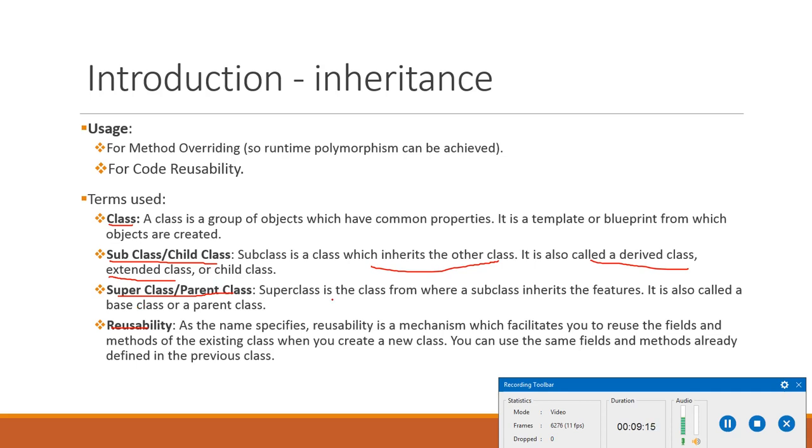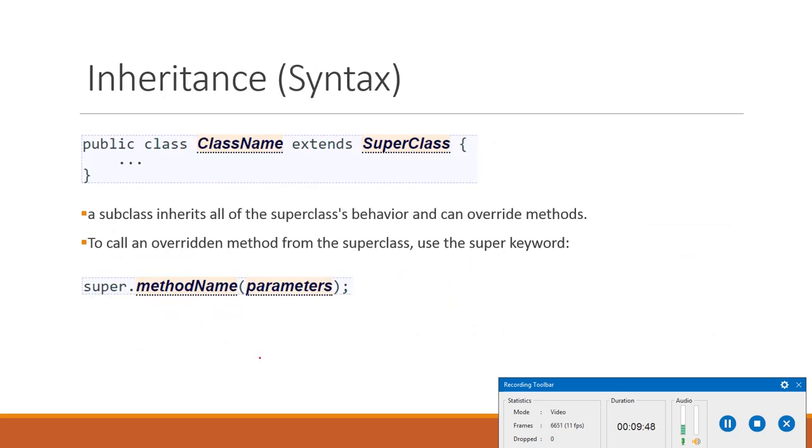So these are all the names for the subclass. Superclass or the parent class is the class from where a subclass inherits the features. It is also called the base class or the parent class. Reusability. The name specifies reusability is a mechanism which allows you to reuse something over and over again. So you reuse the fields and methods of the existing class when you create a new class. You can use the same fields, you can use the same methods that have already been defined in the previous parent class.